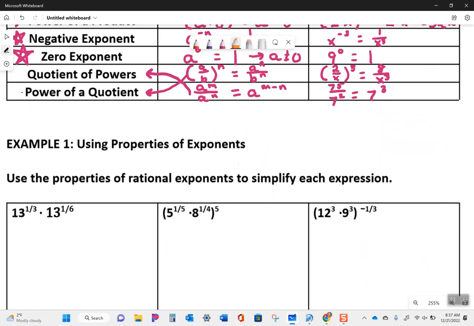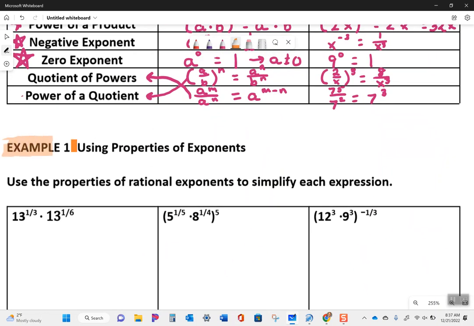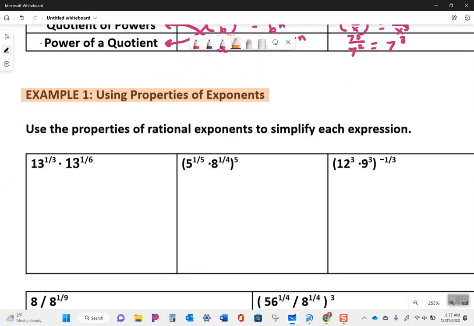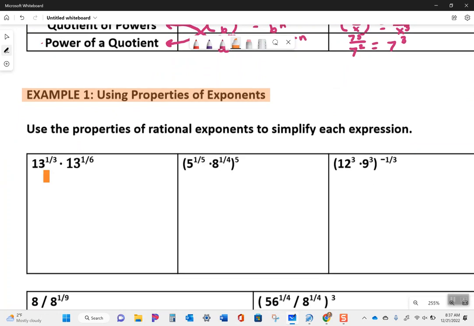Okay, my example 1 here, using properties of exponents. It says use the properties of rational exponents to simplify each expression. No problem. The first thing that I have up here is a product. First of all, what do you notice about these bases? Are they the same or are they different? Both are 13. So what am I going to do with the exponents when I do this?